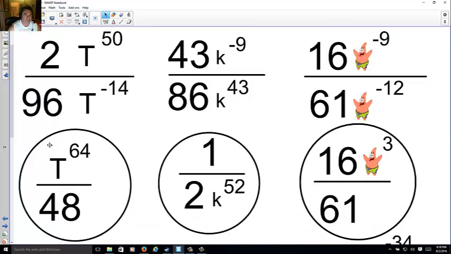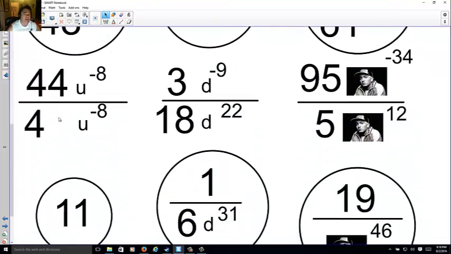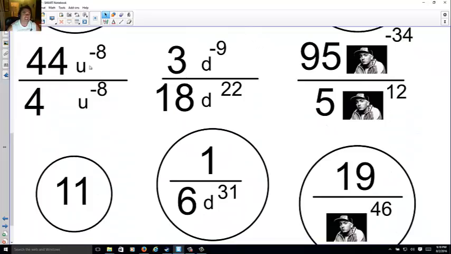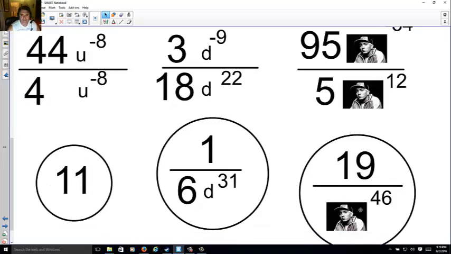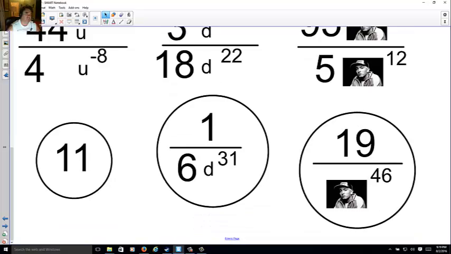First set. Looks like I got T to the 64 over 48. 1 over 2K to the 52. So I have 16 Patrick to the 3rd over 61. If you don't know what that is, watch SpongeBob. Yes. Here I have 11 over. These cancel, so they went away, so I just have 11. Now, if you have 11 over U to the 0 or something like that, that's fine too. But when you have the same variable on top and bottom, you can just cancel. Here I have 1 over 6 D to the 31st, and here I have 19 over M&M to the 46th.